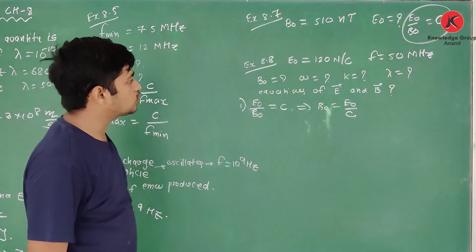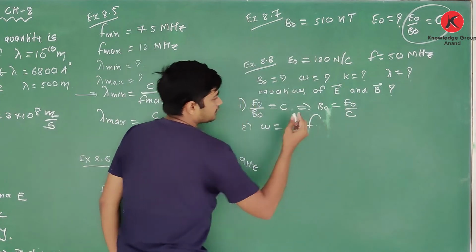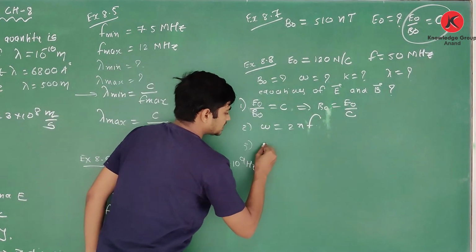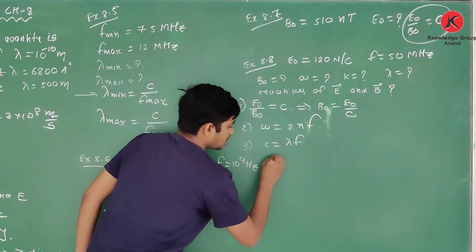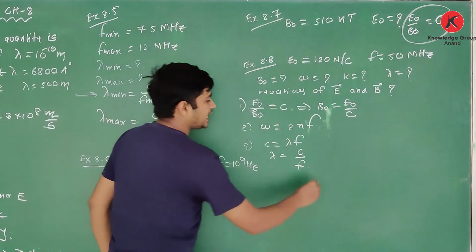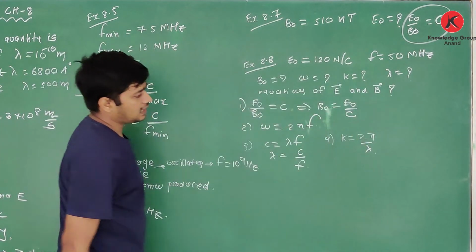What is the next question? What is omega? Omega is 2 pi f. What is lambda? C is equal to lambda f, so lambda is equal to C upon f. What is K? K is equal to 2 pi upon lambda.